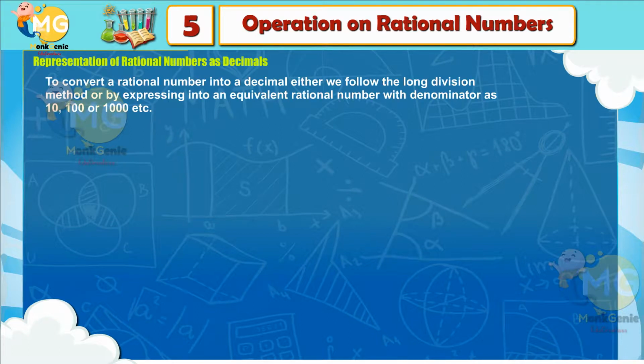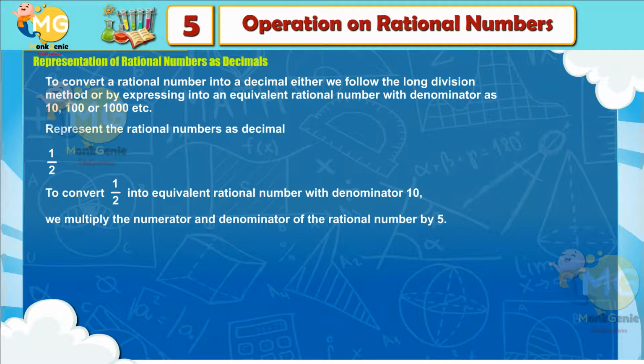Representation of rational numbers as decimals. To convert a rational number into a decimal, either we follow the long division method or we express it as an equivalent rational number with denominator as 10, 100 or 1000, etc. Represent the rational number as a decimal: 1/2. To convert 1/2 into an equivalent rational number with denominator 10, we multiply the numerator and denominator of the rational number by 5. 1/2 is equal to 1/2 multiplied by 5/5, which is equal to 5/10, which is equal to 0.5.